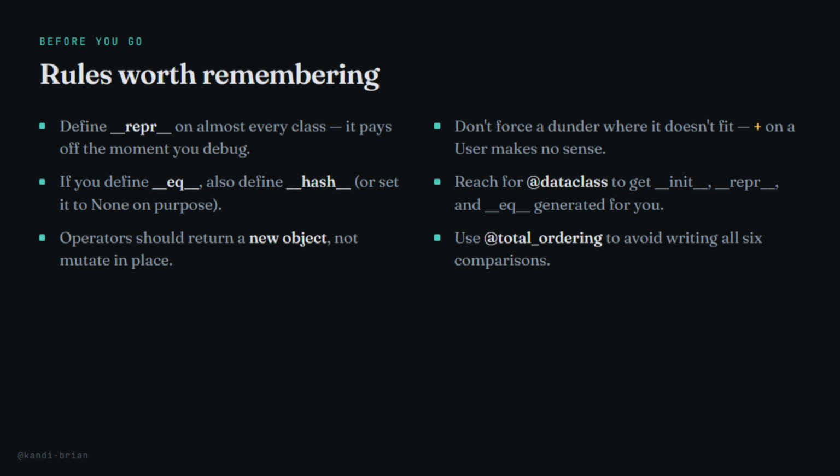Do not force a dunder where it does not belong. Adding two users together with a plus sign does not mean anything, so don't implement it. Lean on dataclass to generate init, repr, and EQ automatically, and use total ordering so you don't have to write out all 6 comparison methods by hand.